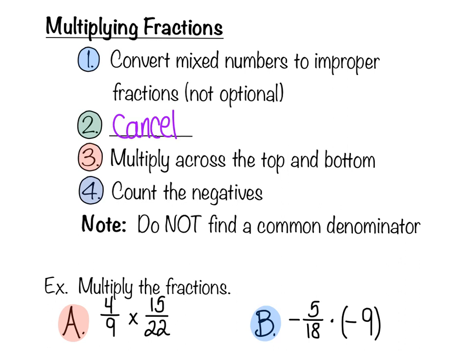Step 3, multiply across the top and bottom, and then step 4, count the negatives. And this is important. We do not want to find a common denominator. Do not find a common denominator. That is something you only do when you add or subtract with fractions.